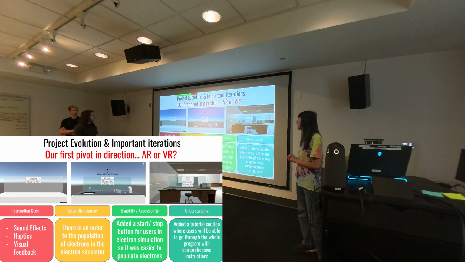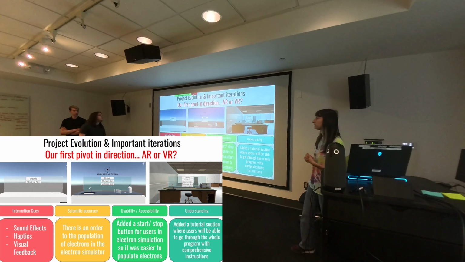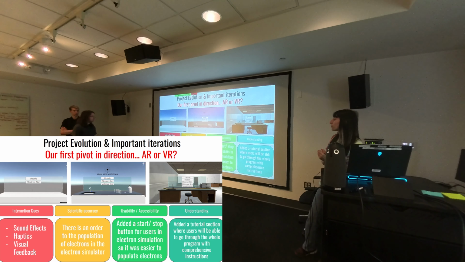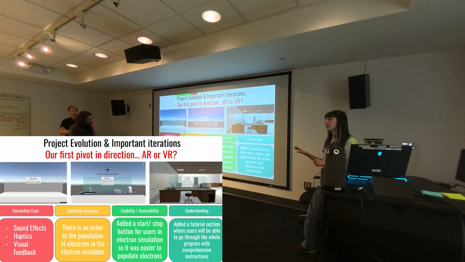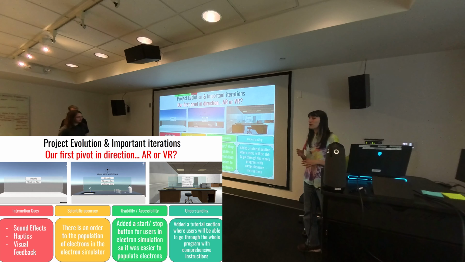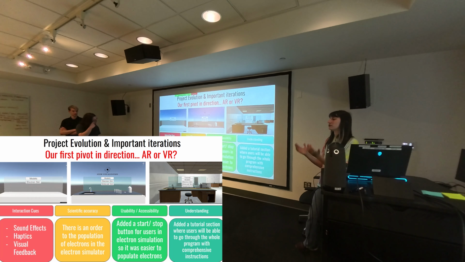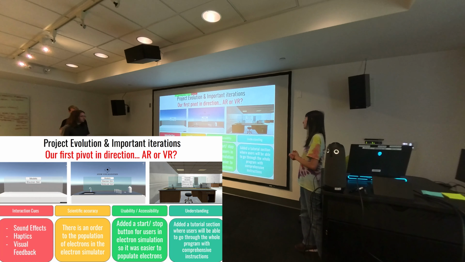So for scientific accuracy, an example would be, in an atom, there is an order to the population of electrons in the electron simulator. At first, we had it where the user would be able to put stuff where they wanted, and as long as they got the amount of electrons there correct, then it didn't matter, they got it right. But a more accurate way of showing that is that they have to populate 1 shell at a time, so we changed that.